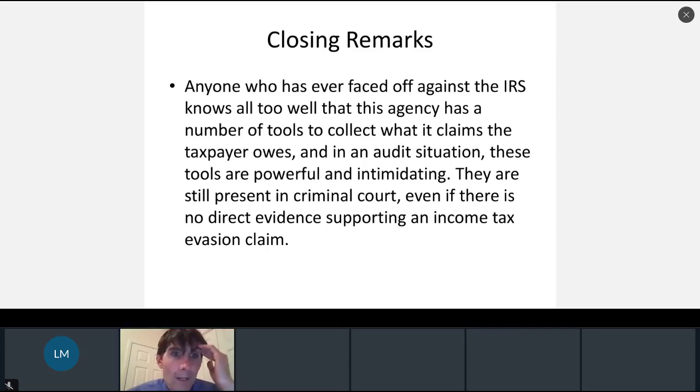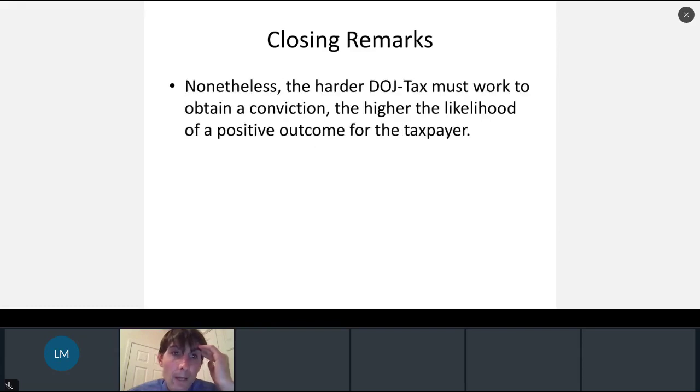So these tools are powerful and still present in criminal court, even if there's no direct evidence supporting an income tax evasion claim. That's what we spent the lion's share of the time talking about, these indirect methods. Nevertheless, the harder DOJ Tax must work to obtain a conviction, the higher the likelihood of a positive outcome for the taxpayer. There are always ample opportunities to sit down at the table and talk. These cases are complicated and take long periods of time to try. And suffice to say, even with a very strong government case, the government is willing to lend you their ear, like Mark Antony, and sit down and talk.